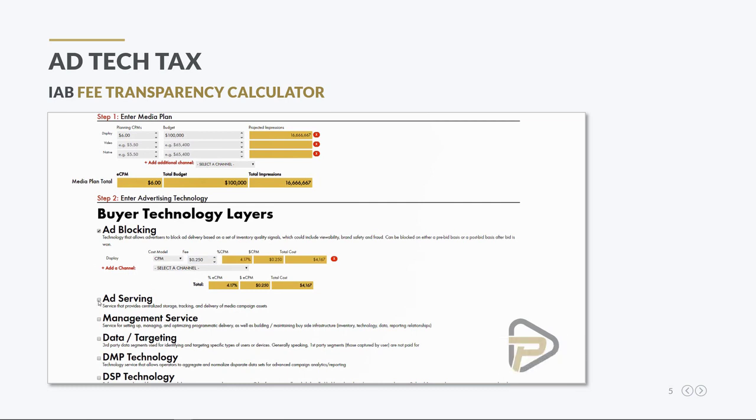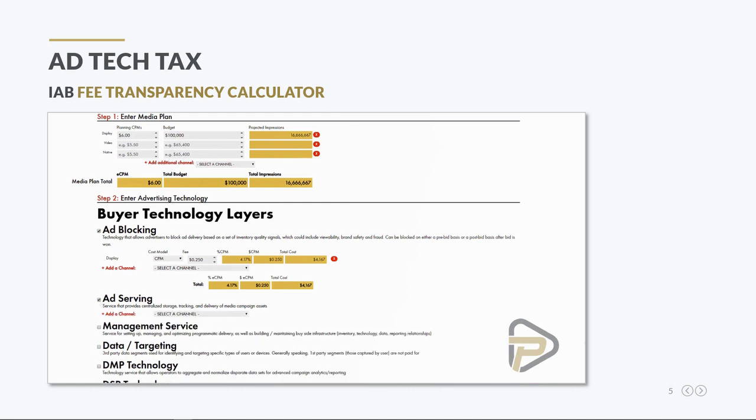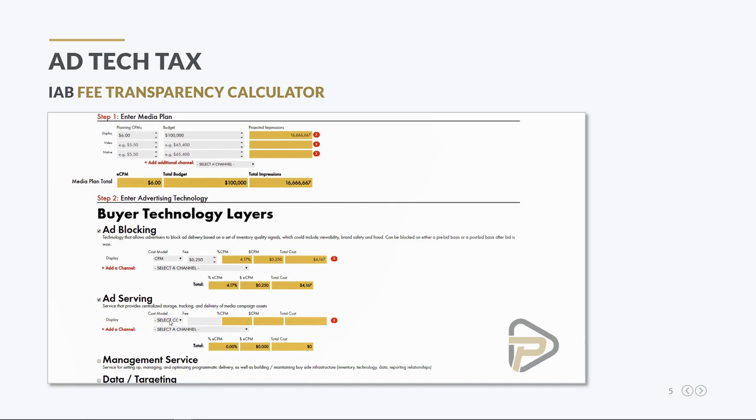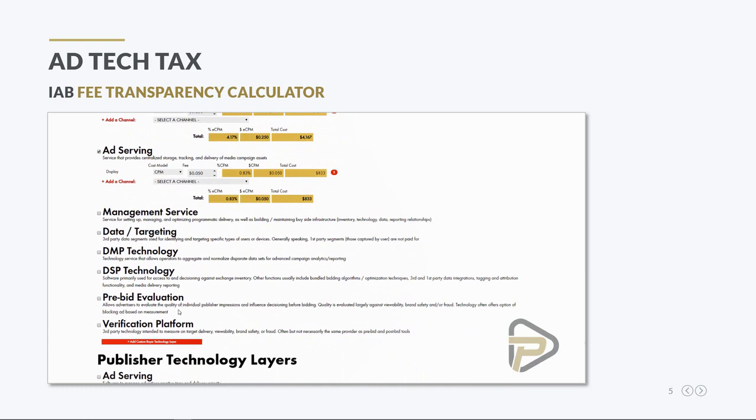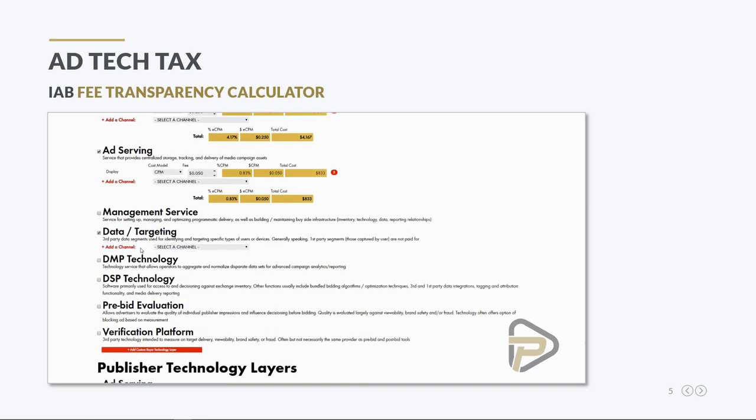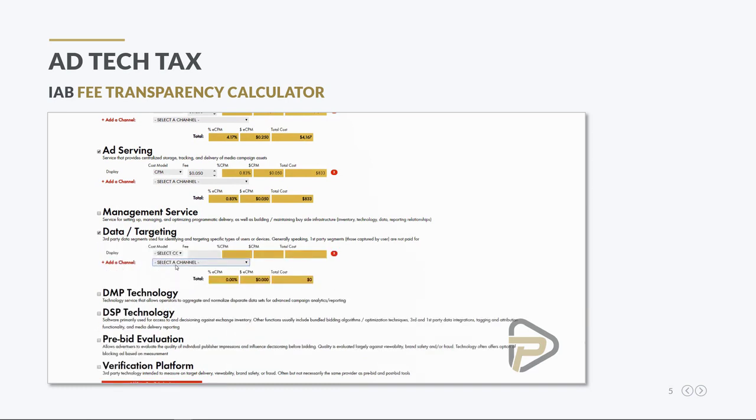Next, I am selecting ad serving, because I am using an ad server where I store and track my creative assets. Let's say the cost of that service is 5 cents per CPM. After that, I select the data/targeting option, because I want to use third-party audience segments. Let's say that the cost of this service is $3 per CPM. Then, I am selecting DSP technology.